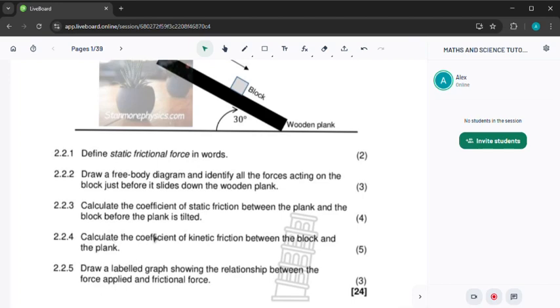So they are saying calculate the coefficient of kinetic friction between the block and the plate. So someone might get confused here. Remember, we said before the plank is tilted, we do not have acceleration. Acceleration is equal to 0. But now we are trying to find the coefficient of kinetic friction, which means we need to focus on when the block is now sliding down, right? So it now has acceleration, but we don't know that acceleration. We definitely need to calculate that acceleration. So let's go back to the information that is given to us and check the information.